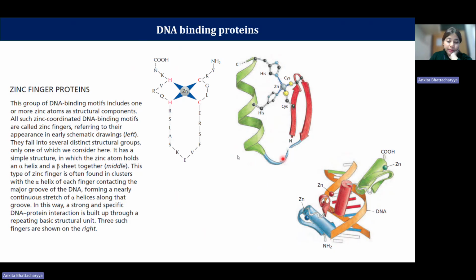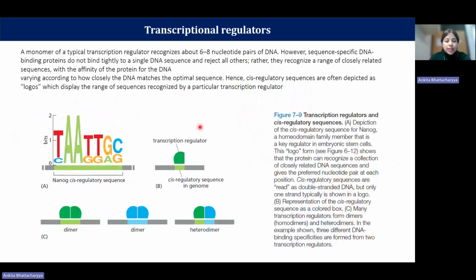And these ZFNs are a major group of transcription factors as well. The zinc atom holds an alpha helix and one beta sheet together, for example, in the middle. This is often found in clusters, so you have multiple such motifs present, and the alpha helix of each finger contacts the major groove of DNA, forming a nearly continuous stretch of helices along that groove, and that builds up a strong and specific DNA protein interaction. Here you see three tandem zinc fingers, blue, red, and green, interacting with the DNA. So that is what we saw.